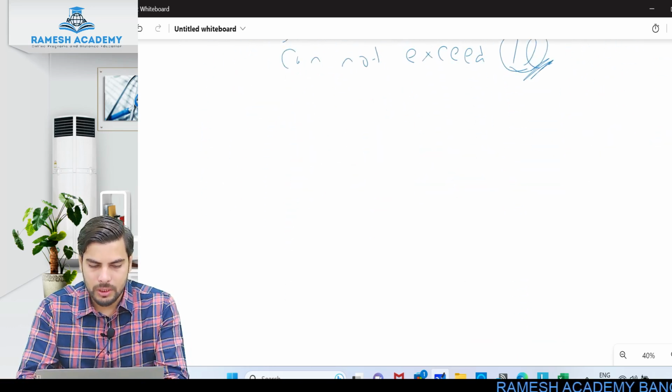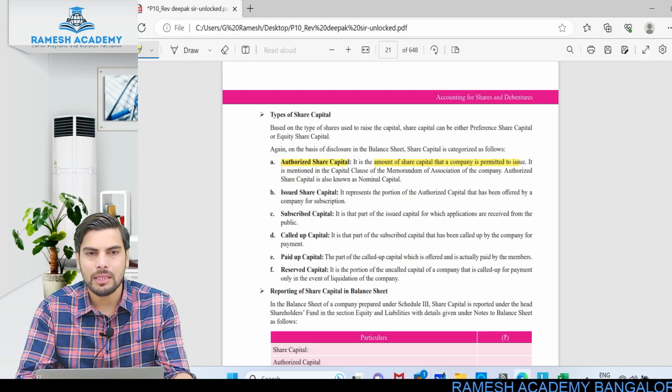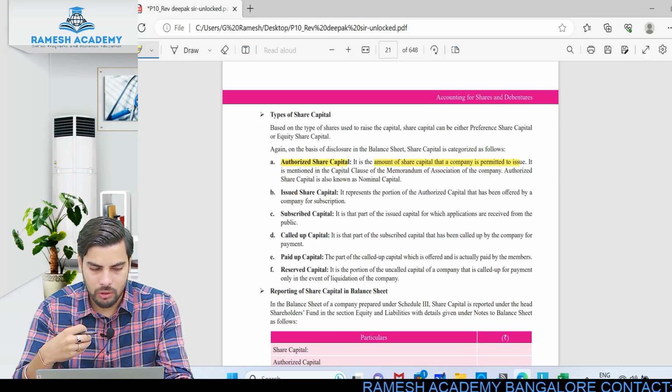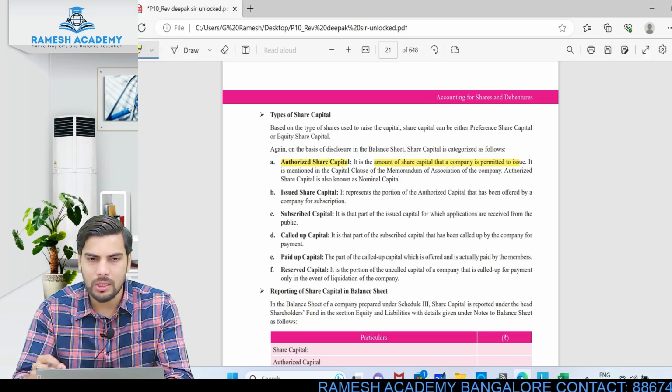Clear? Hope you guys understood this. Clear about authorized share capital? This is nothing but the maximum shares which the company has got authority to issue. So the company cannot issue more than what it is authorized.